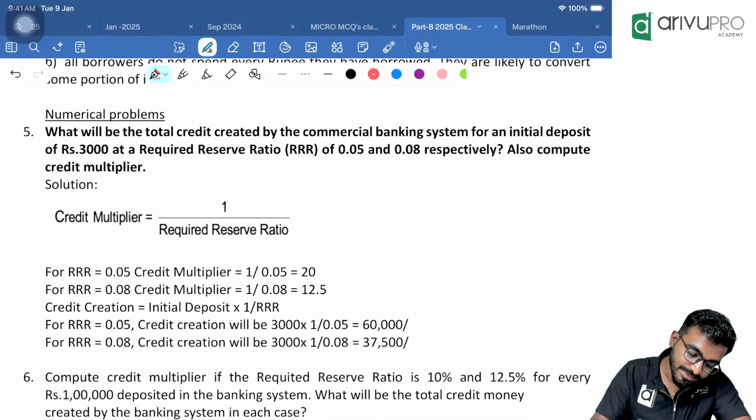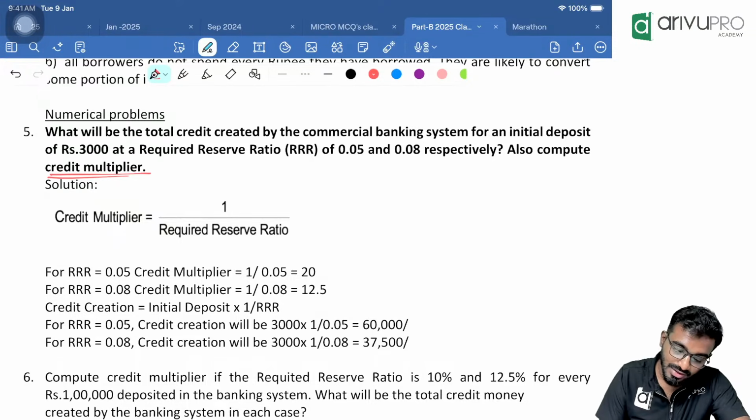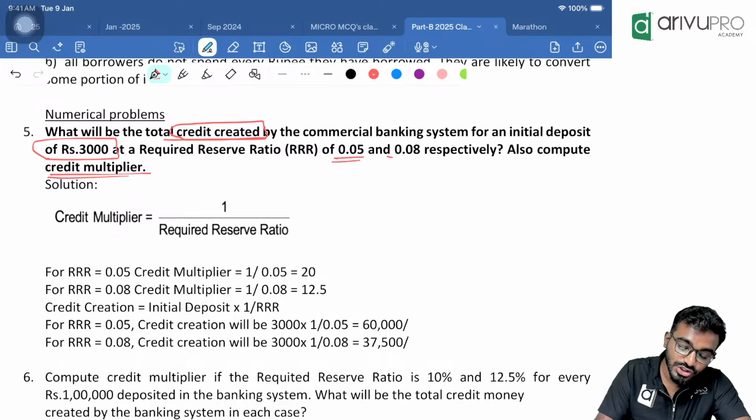In this, we are expecting you to identify the credit multiplier along with credit money created. See there, what will be the total credit created, that is credit money created by the commercial banking system with the initial deposit of 3,000, if required reserve ratio is 5% and 8%. So formula is 1 by RRR, 1 divided by 0.05, 1 divided by 0.08. So in this case, it is 20 times. In this case, it is 12.5 times. So into initial deposit, how much is initial deposit?